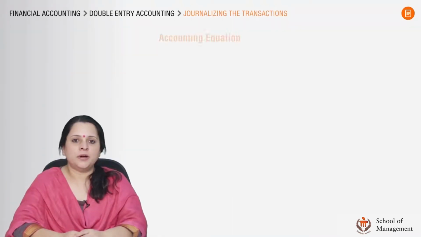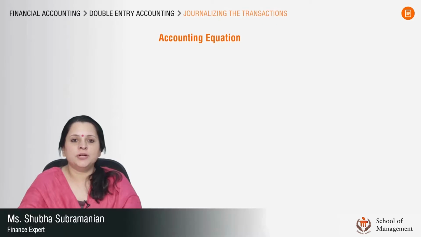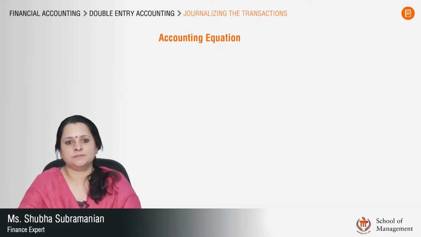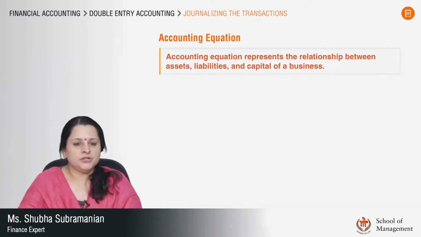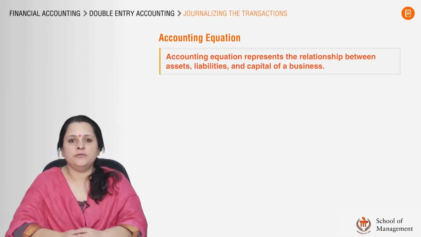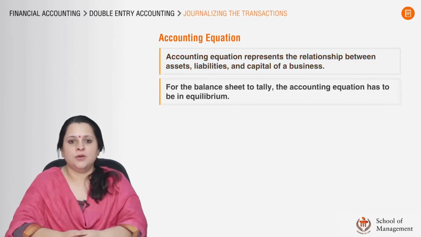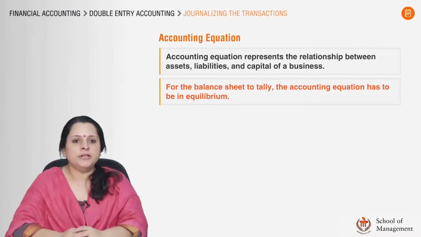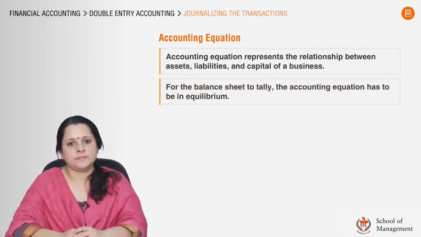Let's understand what an accounting equation is and how journal entries affect this equation. Accounting equation is an important concept in accounting as it is the foundation of double entry accounting. It represents the relationship between assets, liabilities and capital of a business. For the balance sheet of any business to tally, it is important that this equation remains in equilibrium for all transactions recorded in the books.